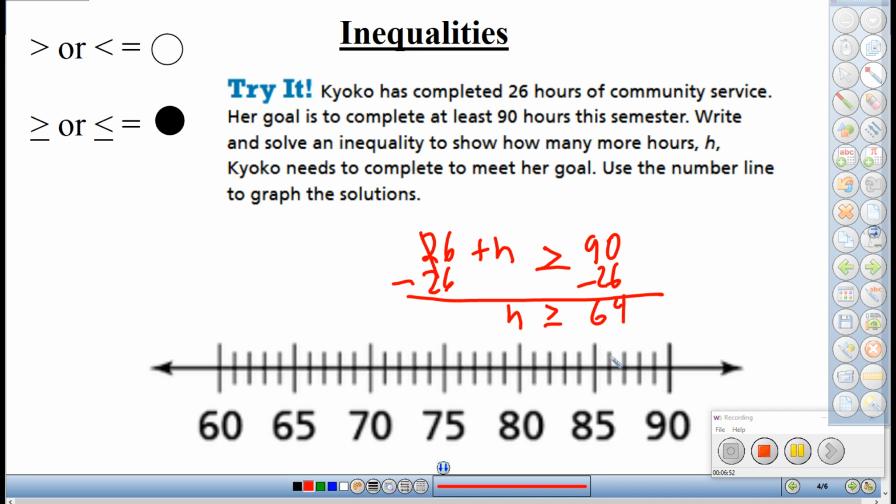Alright, so on this number line, now we have to graph this. And what symbol are we going to use? Over here, greater than or equal to is going to be a closed-in circle. So we go to 64 on the graph, and we do our filled-in circle. And then we go to all the numbers that are greater than 64. So 65, 70, 75, all those numbers are greater, so we're going to draw an arrow going this direction to the right. We're done.